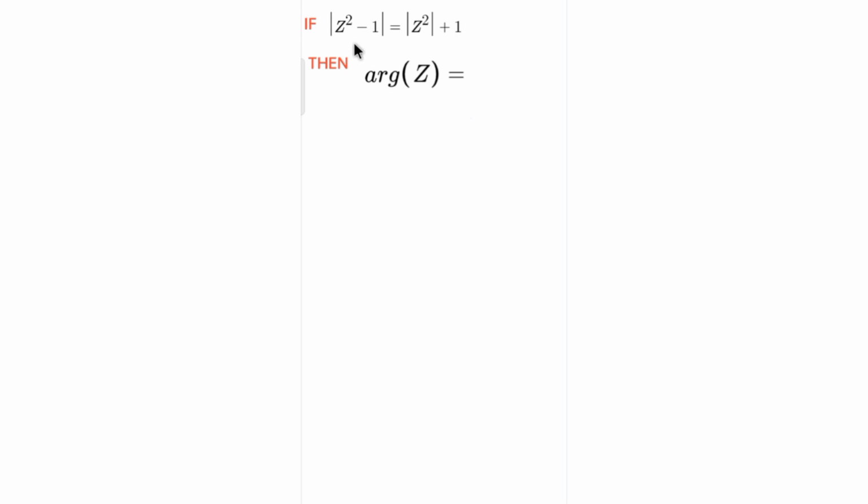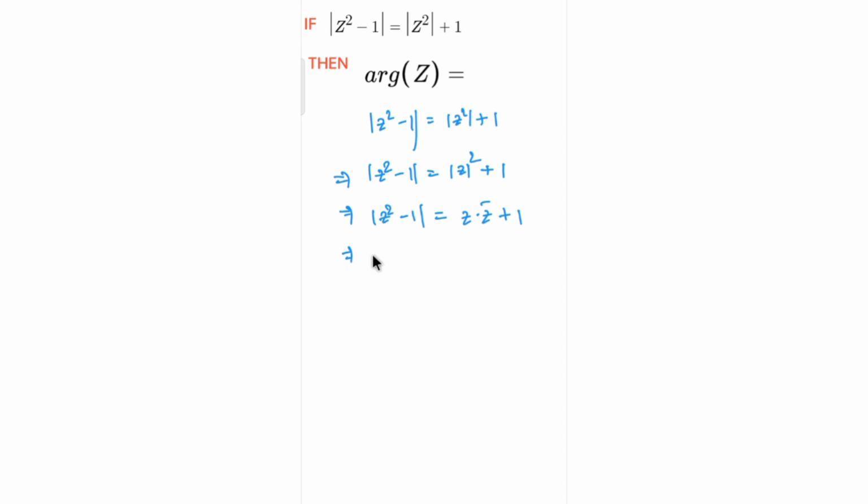In this question, the condition given to us is mod of z square minus 1 is equal to mod of z square plus 1. This is the condition given, and then we have to find the value of argument of z. So how do we do it? I will write this as mod of z square minus 1 is mod of z whole square plus 1. Mod of z square can be written as z into z bar, plus 1.